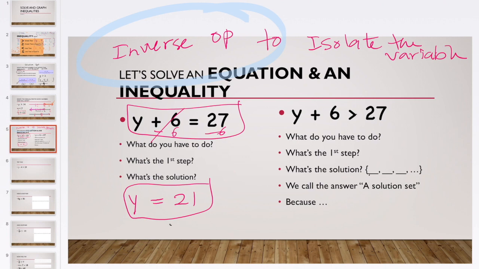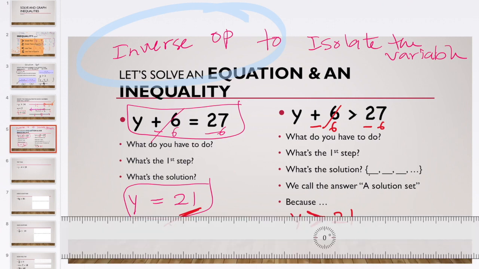So y plus 6 is greater than 27. Now to do both sides, this is my both sides, where my inequality sign separates the sides. So both sides means I have to subtract 6 from this side, subtract 6 from this side. What do I get? Y is greater than 21. See the similarities and see the differences. Y is greater than 21.